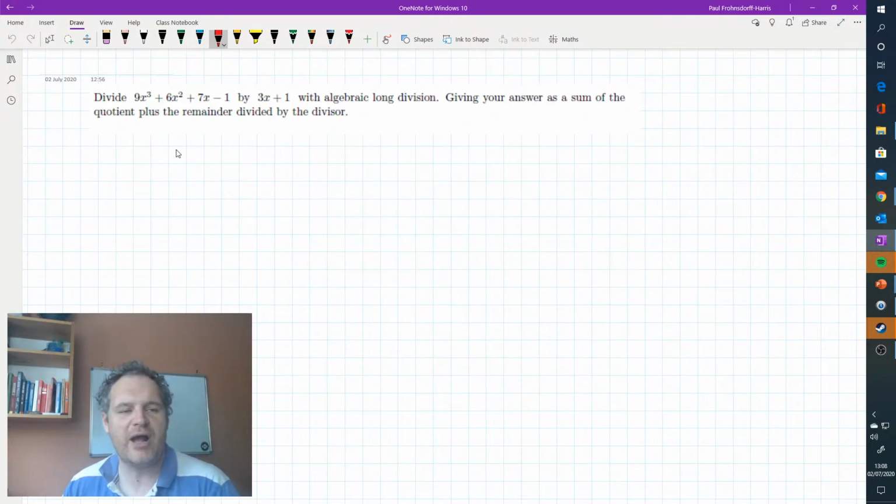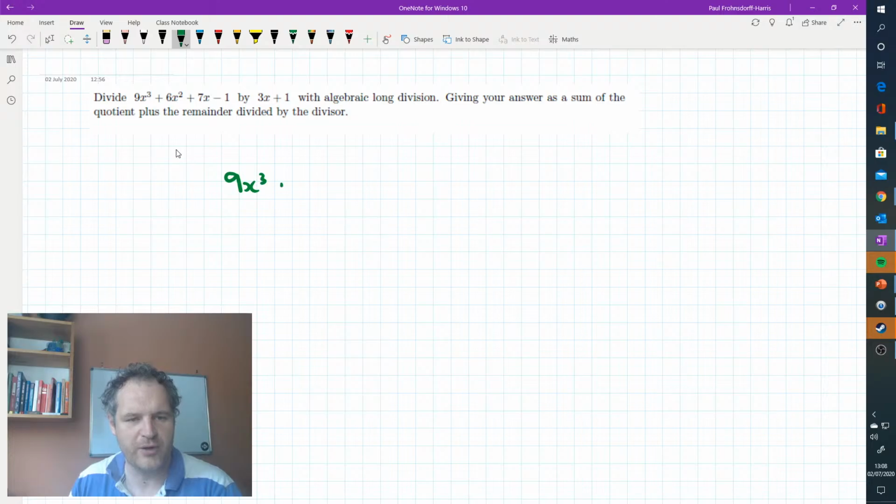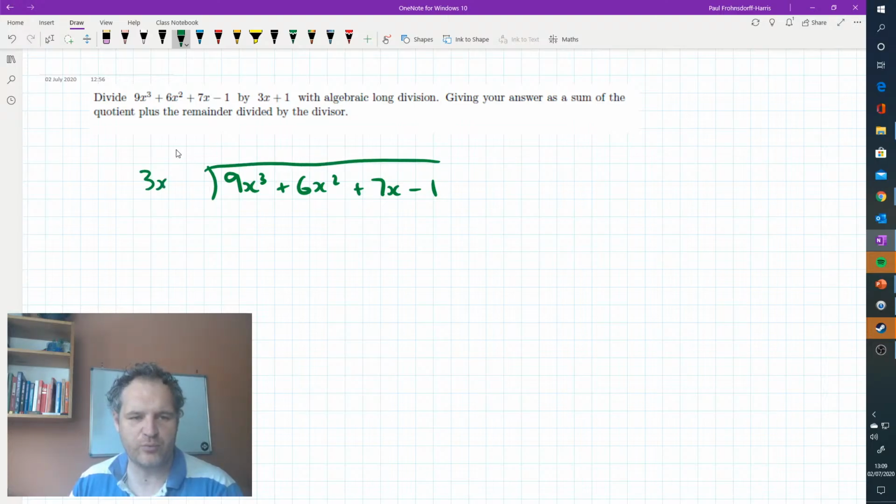Divide 9x squared. So we're going to go about this exactly the same way. We're going to put 9x cubed plus 6x squared plus 7x minus 1 and divide it all by 3x plus 1. So in order to divide it, we're going to look at how can I make 9x cubed. And to make it, I'm going to need to multiply it by that and by that. So I think to make 9x cubed, I need 3x squared. So that's going to be put there.